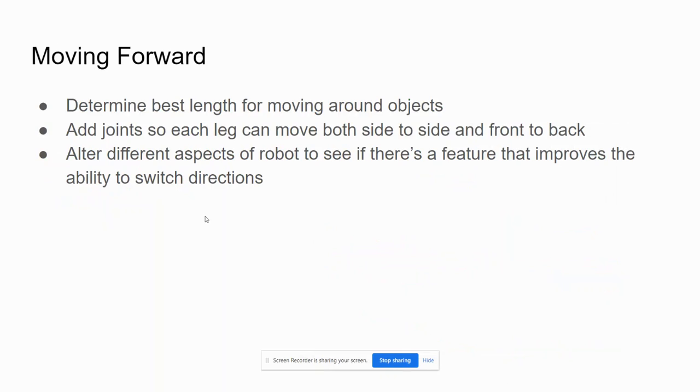Moving forward, I'd like to determine the best length for this quadruped for moving around objects, as well as adding joints.